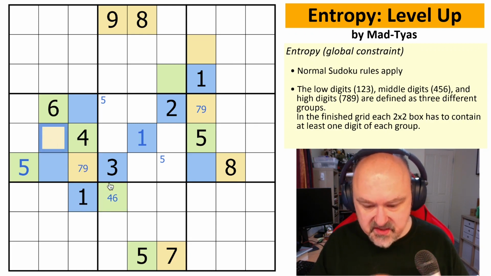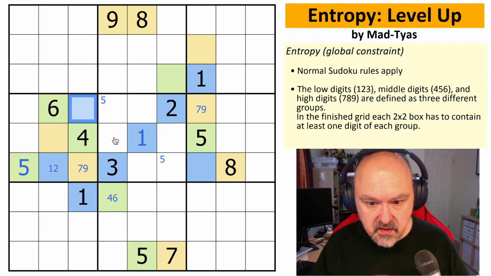There is a very good chance I am just... No, I don't need to pin them out. I'm just all over the place on this puzzle. So this is 1 or... No, this is a 3.